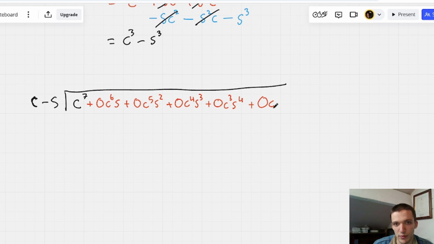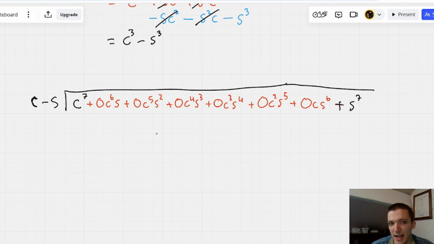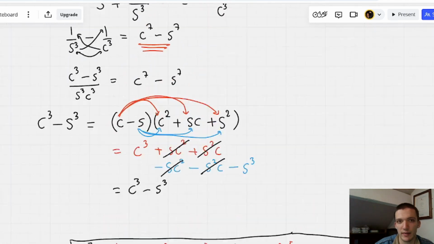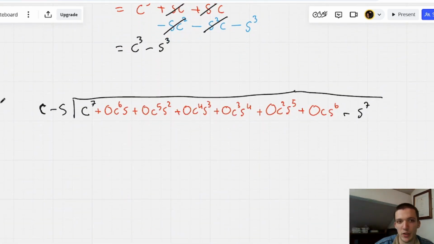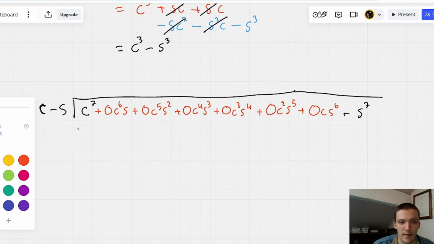Plus 0 c squared s to the power 5, plus 0 c s to the 6, plus then my s to the power of 7. I'm going to put in black. So everything in red really isn't actually there. I've just added it in the middle to make my polynomial work. And in fact, I just realised this is meant to be a minus, I think. Let me just check that. Yeah, c^7 minus s^7. So here's my polynomial, and I'm going to just divide through by c minus s.